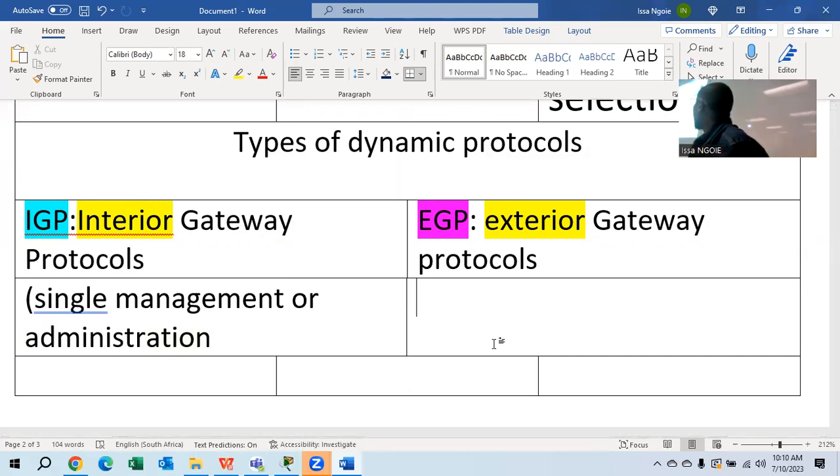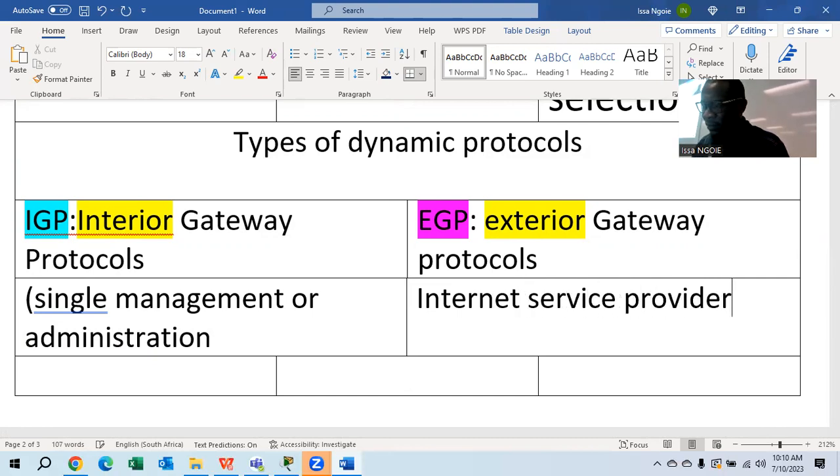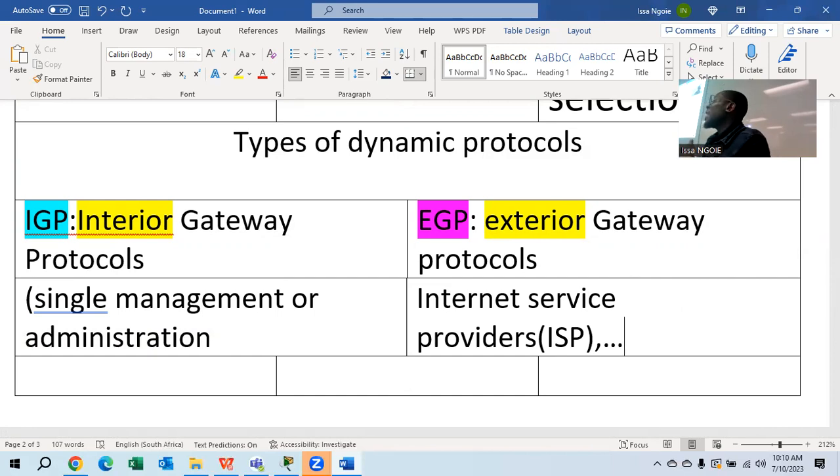But this one, the exterior gateway protocol, it's the internet service provider. So this type of routing protocol, you are not the only one who is going to manage it. Most of the time, the ISP, they are going to manage it. The internet service providers and other companies. You are not the single person who's going to manage those routers. Those routers are going to be managed by what? By Telecom, by Cell C, by MTN, and so on.